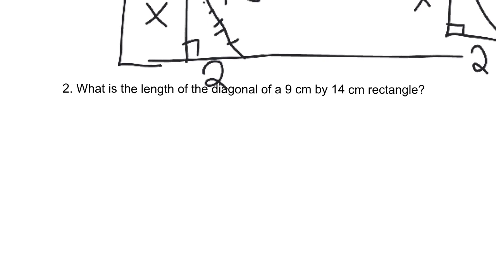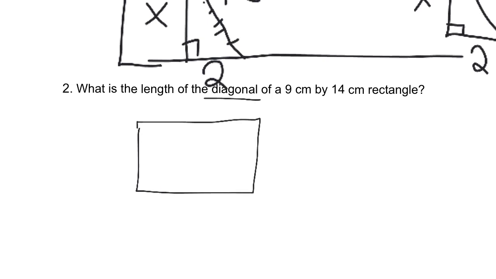So in question number 2, what is the length of the diagonal of a 9 centimeters by 14 centimeters rectangle? So the key word in this problem is diagonal. Okay, diagonal, if you buy a TV, or for example a computer monitor, a 17-inch diagonal is basically the length of the segment that connects opposite corners. Okay, diagonal. So if you draw the picture, a rectangle, the diagonal is this segment. Okay, this segment is called diagonal.